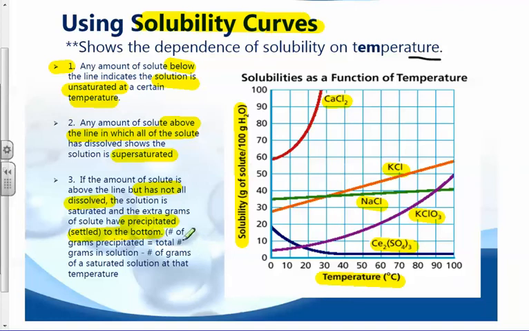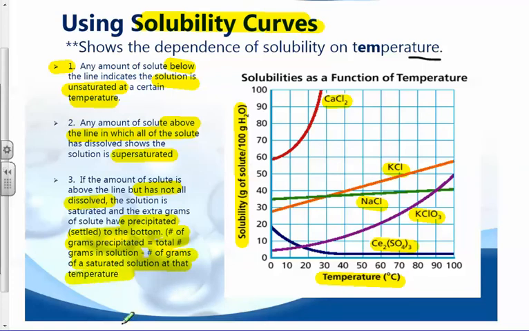So we can plug that into our little formula, which says the number of grams that are precipitated can be calculated by subtracting the total number of grams of solution, saturated solution, at that temperature from the total number of grams in the solution.